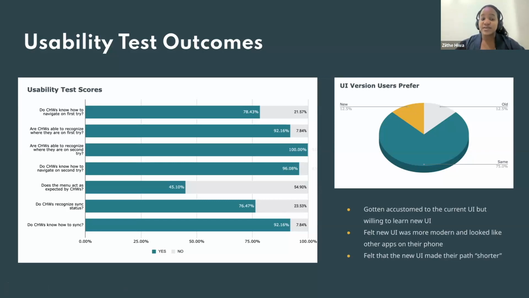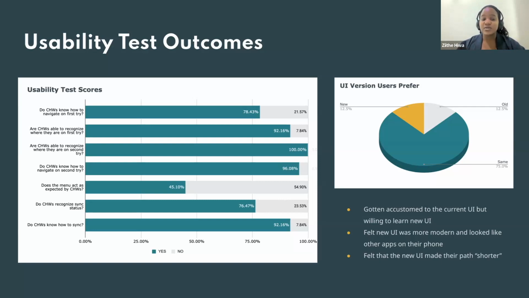So we asked them various questions around how they navigate the app, whether they're able to recognize which page they're on, and how they can also perform different actions such as synchronizing. So there was a very high percentage of about 78% of CHWs who were able to navigate the app on the first try. And then navigating the app in this case is just switching between the different pages to find the different actions that they perform in the app. And then when we showed the rest how they can do this, there was about 96% of them who were able to now navigate the app on their own in the second try.